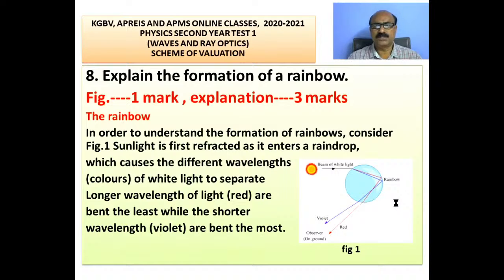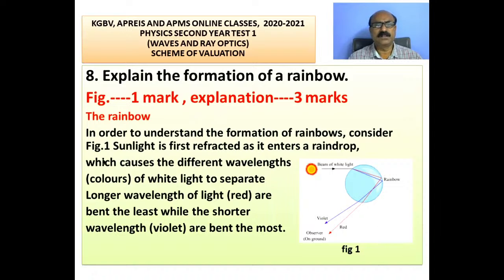So now let us go to the next question. Explain the formation of rainbow. So in all the cases, you have to write down the figure, ray diagram, for which you will be getting 1 mark. Explanation 3 marks. So for rainbow, in this case, we have to write down the refraction, reflection, total internal reflection, and the splitting of white light into 7 colors, and the deviation of different colors. These are the main concepts that you have to explain in this question.